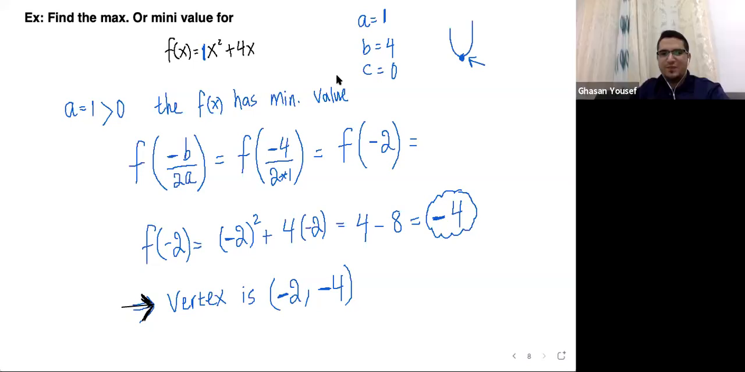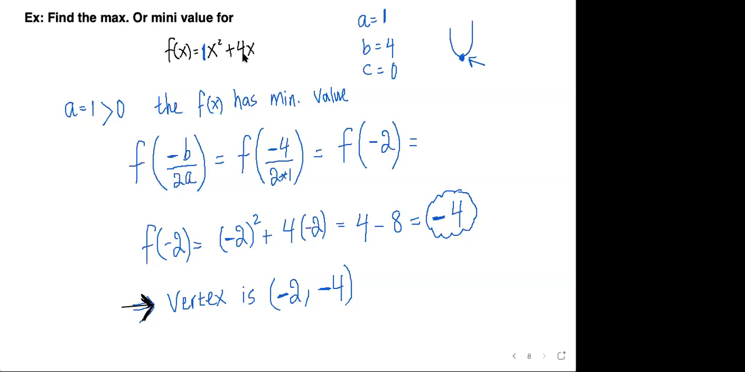Okay. I have a function of x equal to x squared plus 4x. Negative b over 2a is a technique where you don't have to go into the function to find the vertex. Negative b over 2a is the x value of the vertex. So negative b, in this case negative 4, over 2 times 1, that's the x value of your vertex.